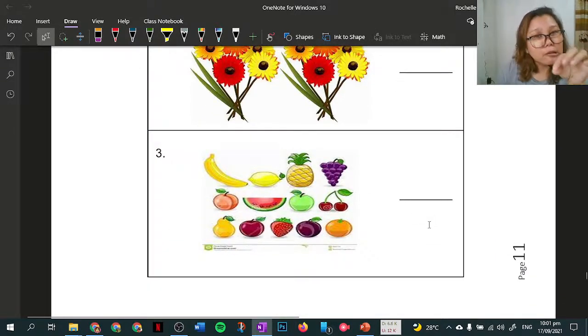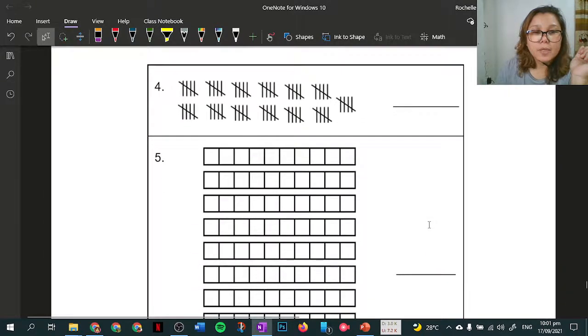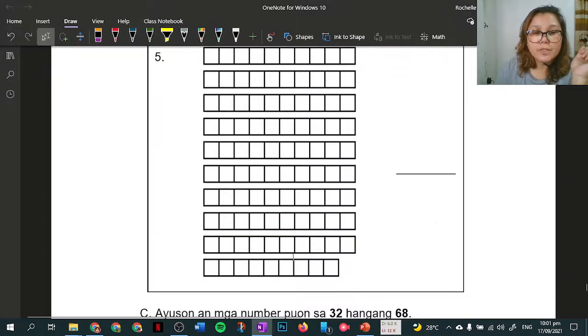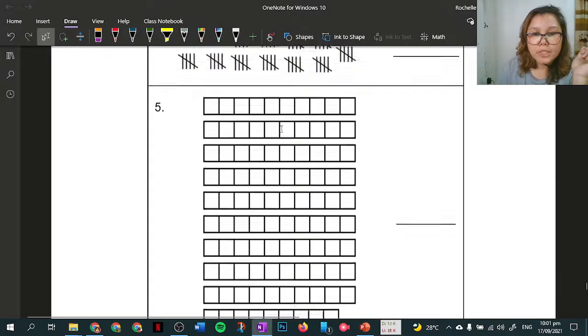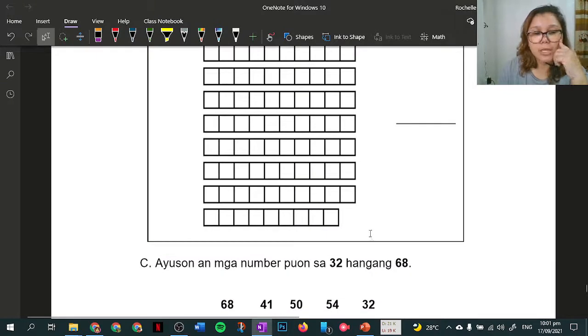Teacher, pwede bang i-cross out ko? Pwede ko lang palatandaan para hindi ko na mabilang ulit? Pwede. So, next, for number 4 and then number 5. So, sa number 5, medyo challenging pero magtiyaga. So, you can also cross it out para hindi na makasama sa next na pagbilang.